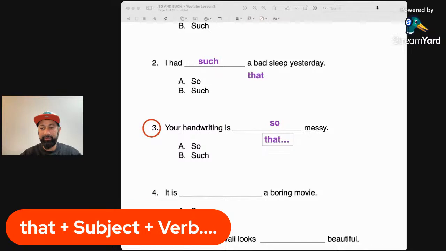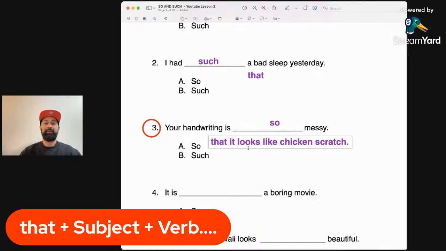Okay, and I'll put my answer. I'm going to put a funny one in here for you. All right, let me fix this part. Okay, here's a unique answer here. Your handwriting is so messy that it looks like chicken scratch. Chicken scratch. We'll go back to my answer. We got a couple of other ones here.